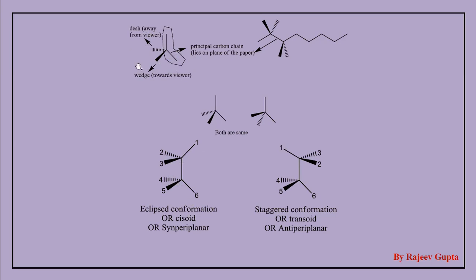Suppose this molecule is normal propane, simple propane. So this will be a CH3 group, this will be a CH3 group, and this carbon atom is not chiral. This portion is CH2. So on this carbon atom, one hydrogen atom will be present on the wedge, and on the dash another hydrogen atom will be present. So this combined is CH2.